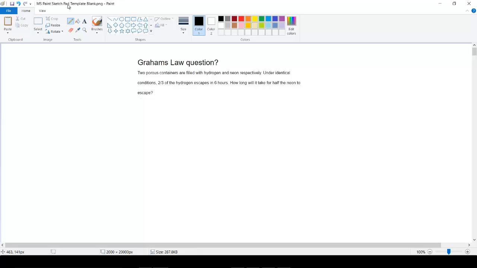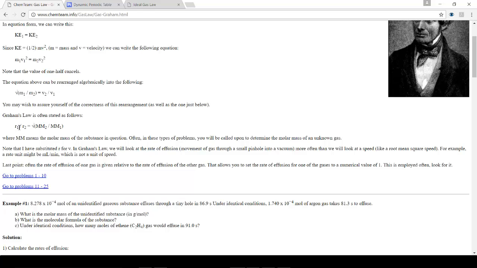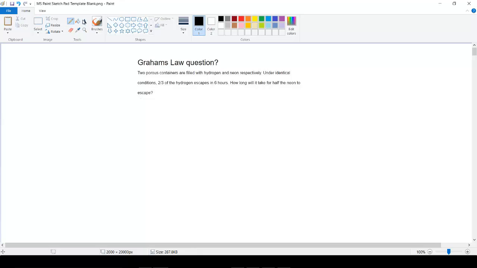So let's take a look at what Graham's law says. Graham's law, let me bring it up. Here's the one to focus on. This is where Graham's law is at. And what that says is that the rate that one gas diffuses divided by the rate that the other one diffuses is equal to the square root of the molar mass of the second gas divided by the molar mass of the first one. We're going to unpack what that means here. So let me just write it down.